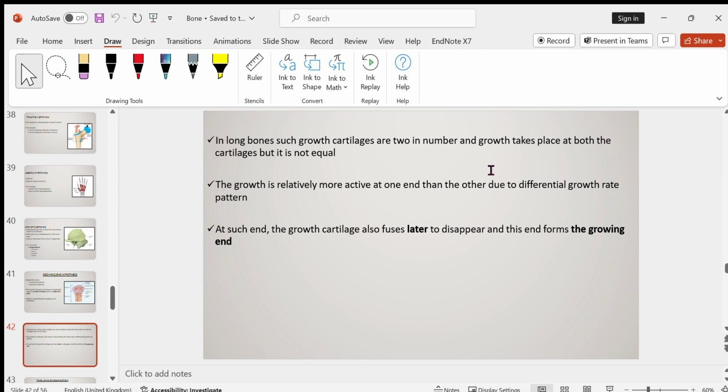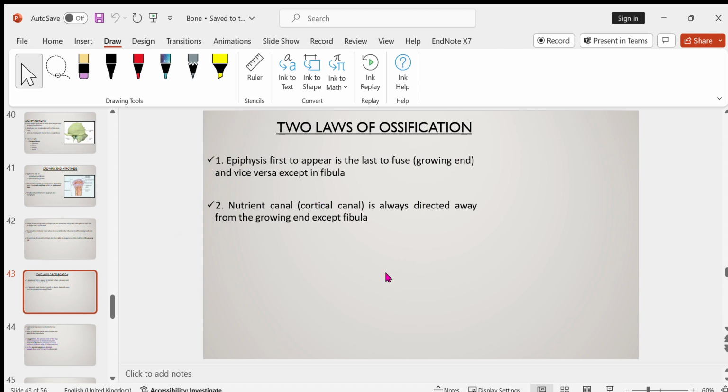So at the end where the secondary ossification center arises earlier, it fuses late, and this is the end that continues to grow later on. So there are two laws of ossification. First is that the epiphysis first to appear is last to fuse. Hence that is the growing end, and this is vice versa, except for the fibula. So the fibula is an exception to this rule.